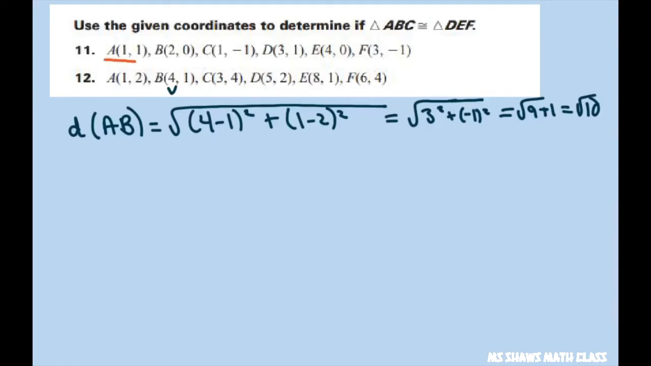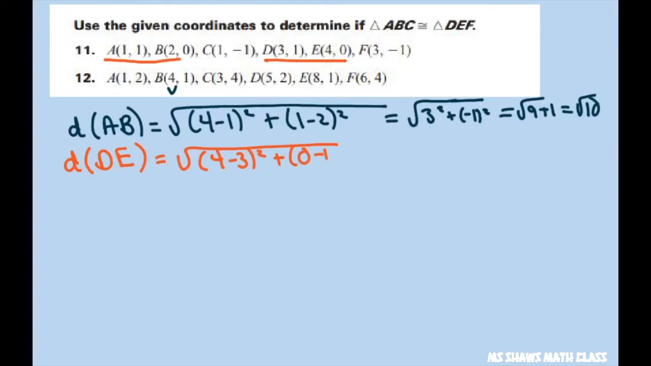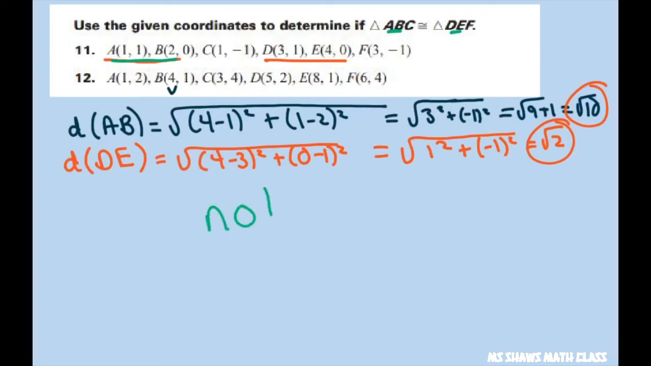So since we did AB, we have to do DE. So let's do the distance from DE. 4 minus 3 squared plus 0 minus 1 squared. So that equals 1 squared plus negative 1 squared, which equals the square root of 2. Since these two lengths, the AB with the DE, don't match, this is not congruent.